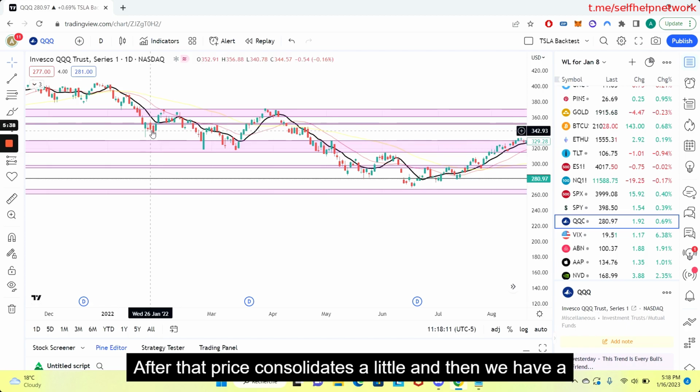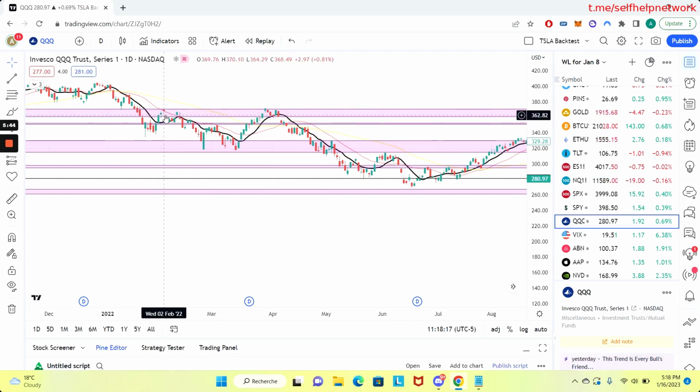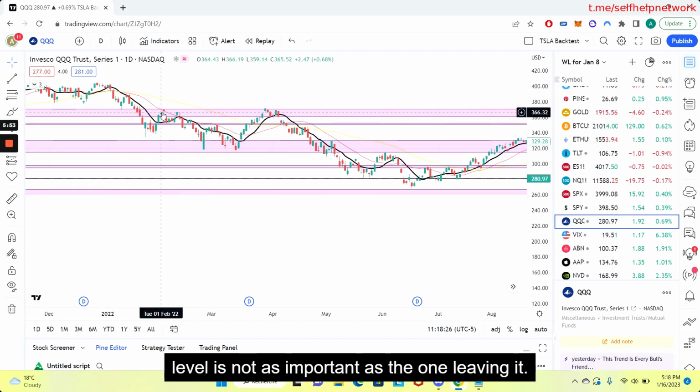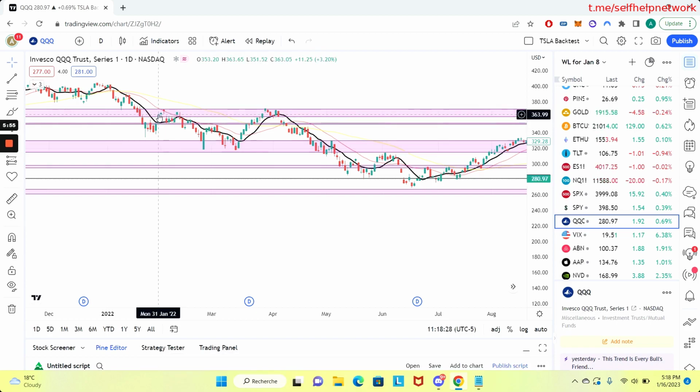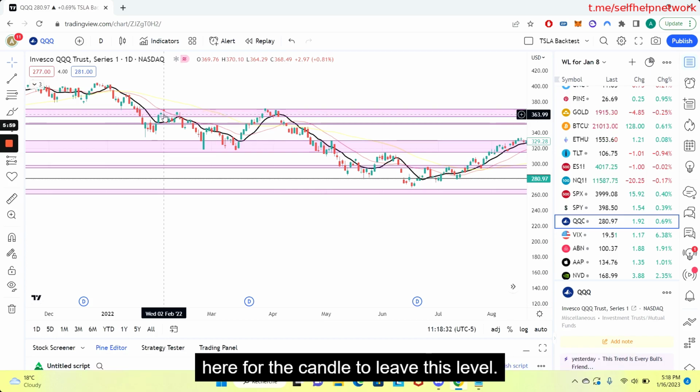After that, price consolidates a little and then we have a strong momentum candle that pushes price back into the resistance. So now that price is back into the resistance, what did I just say? A strong momentum candle coming into a level is not as important as the one leaving it. So it came into the level and what we have to do is just wait here for the candle to leave this level.